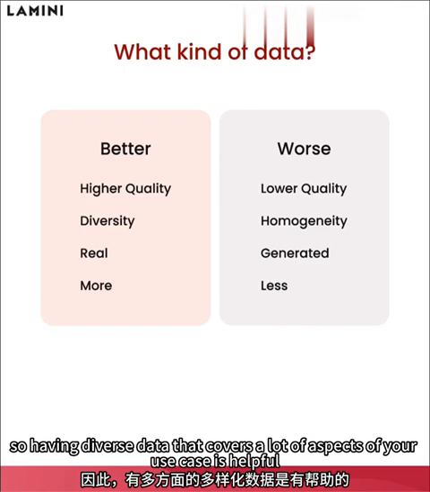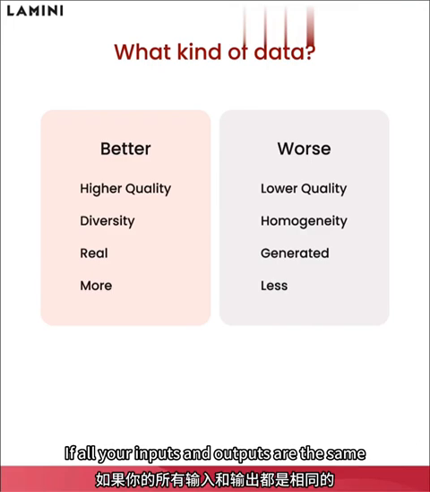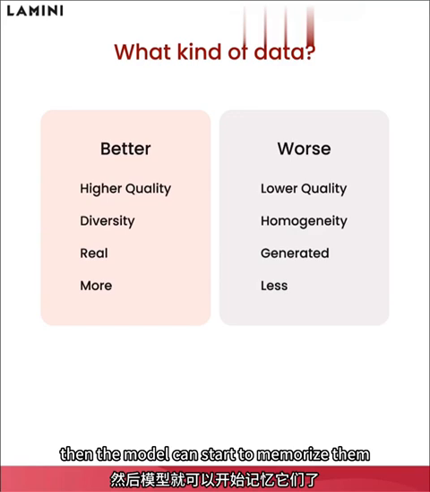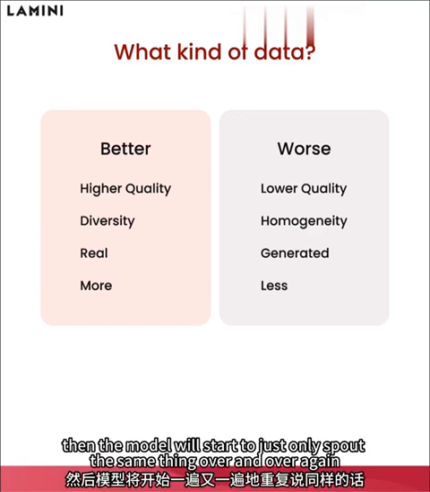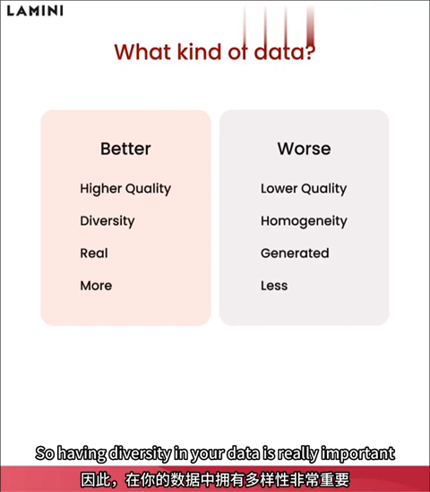Next is diversity. So having diverse data that covers a lot of aspects of your use case is helpful. If all your inputs and outputs are the same, then the model can start to memorize them. And if that's not exactly what you want, then the model will start to just only spout the same thing over and over again. So having diversity in your data is really important.